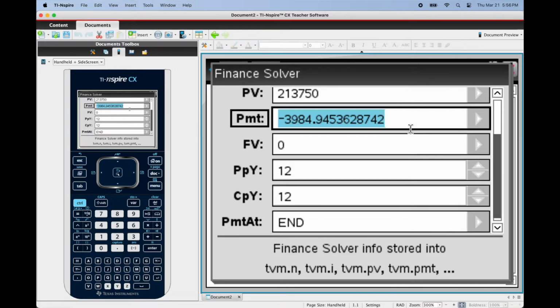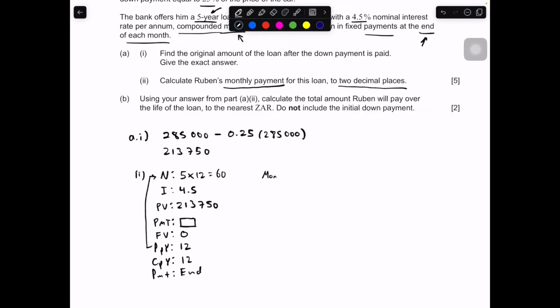All right, let's write this out in the document. So in this case, this is a negative, which means that the money is flowing out actually. So it's money that's leaving his pocket in some sense. On the final answer that you would put down, you wouldn't need to write negative. So monthly payment is equal to 3,984.95 Rand, to 2 decimal places.